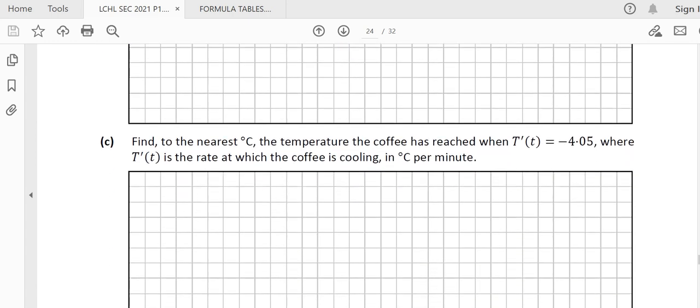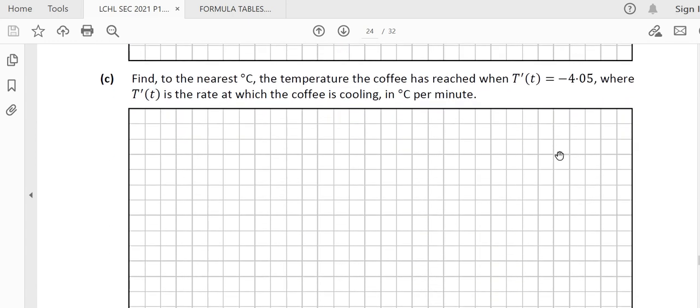And then the next part. Like I'm saying, up to this part, if you are fifth year, that's how far you should go. Part C will be specific for the 6th year because we are entering the calculus area. Find to the nearest degree the temperature the coffee has reached. So we are looking for the temperature of the coffee. At what point? When? Then they are giving us T prime, that is what? The derivative of our function T.